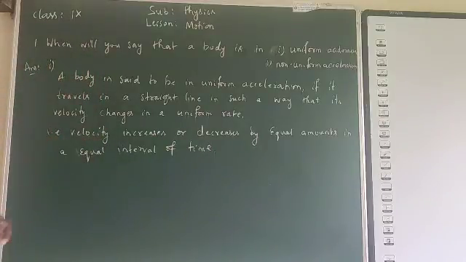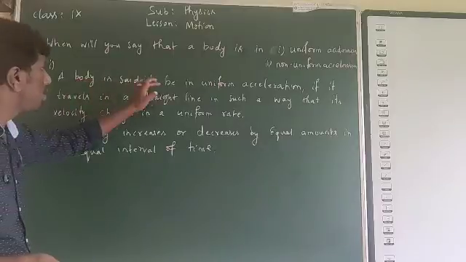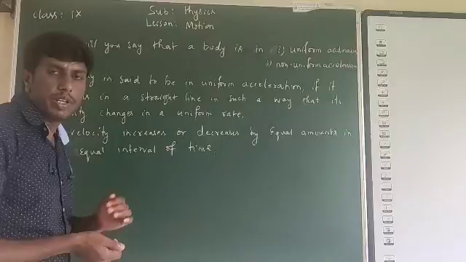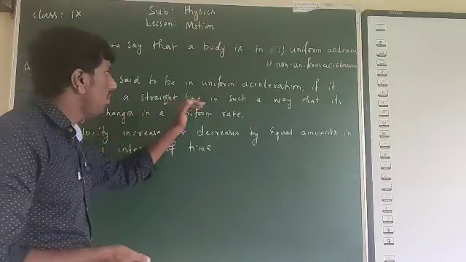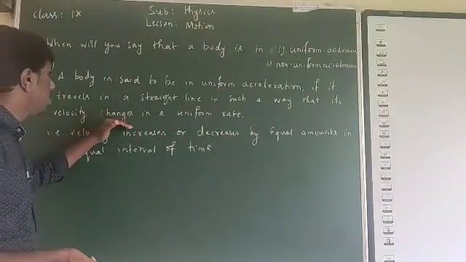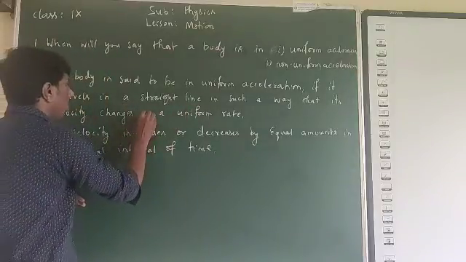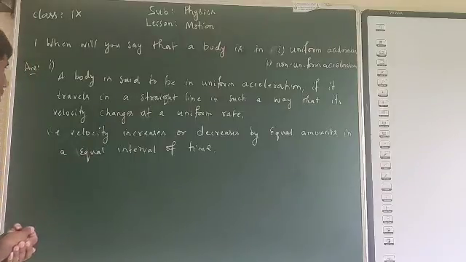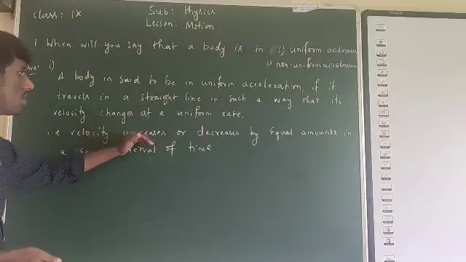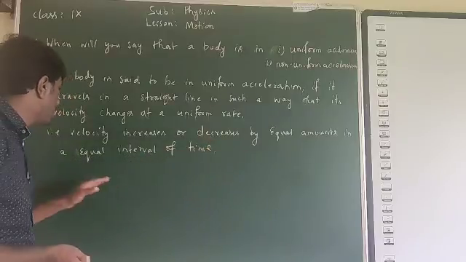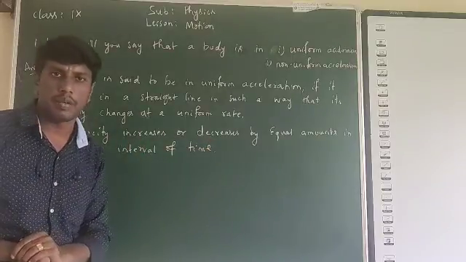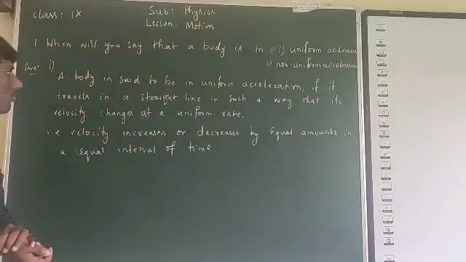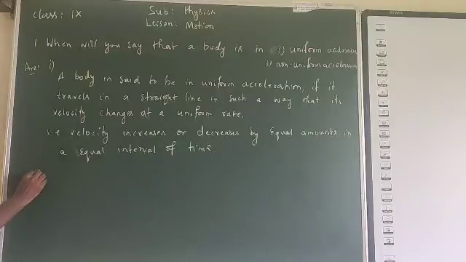When we say that the body is in non-uniform acceleration... A body is said to be in uniform acceleration if it travels in a straight line in such a way that its velocity changes at a uniform rate. That is, velocity increases or decreases by equal amounts in an equal interval of time. Okay. So what I explained for uniform acceleration, I am writing the statement for the second one.